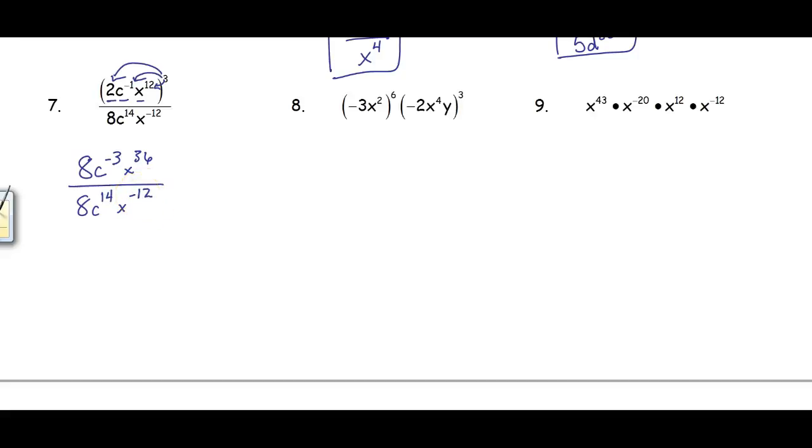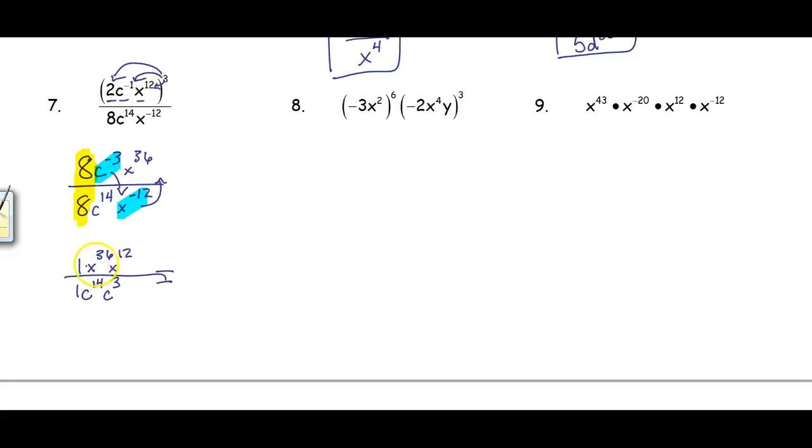All right, so let's go ahead and simplify our fraction. 8 divided by 8 is just 1. So it's going to be 1 over 1. Then let's go ahead and move any negative exponents. So x to the 36 stays on top. You're going to move x to the 12th up. C to the 14th stays in the bottom. You're going to move C to the 3rd down.